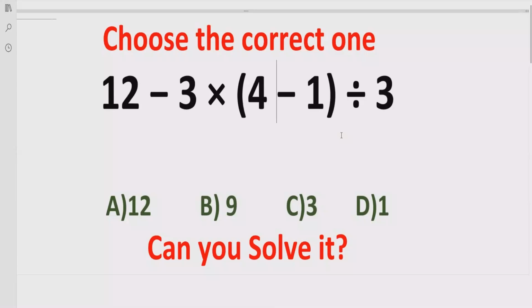Today we will solve another quiz which is related to arithmetic expression. The quiz contains the basic operations: plus, minus, multiplication and division. So we have to solve this quiz using the PEMDAS and BODMAS method and find out the correct answer. In the answer list we have four answers: 12, 9, 3 and 1. So let's see after solving it which answer is correct.